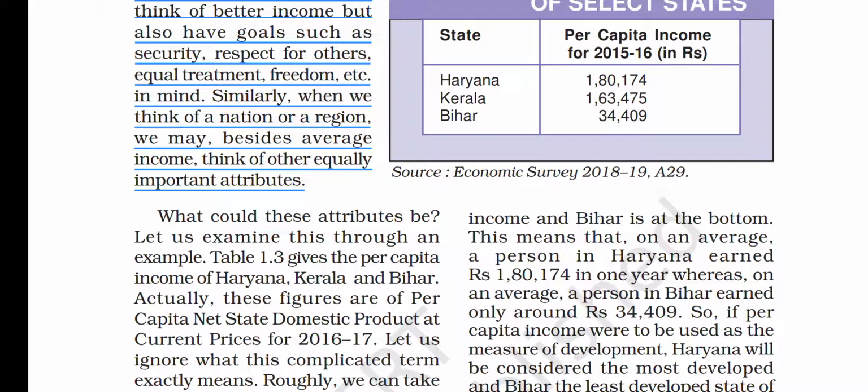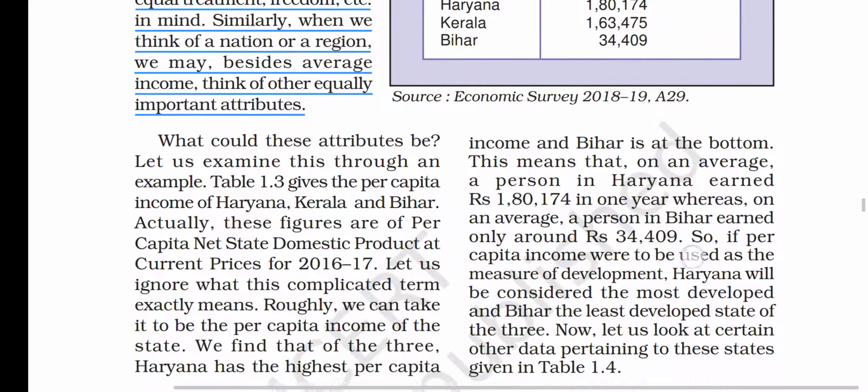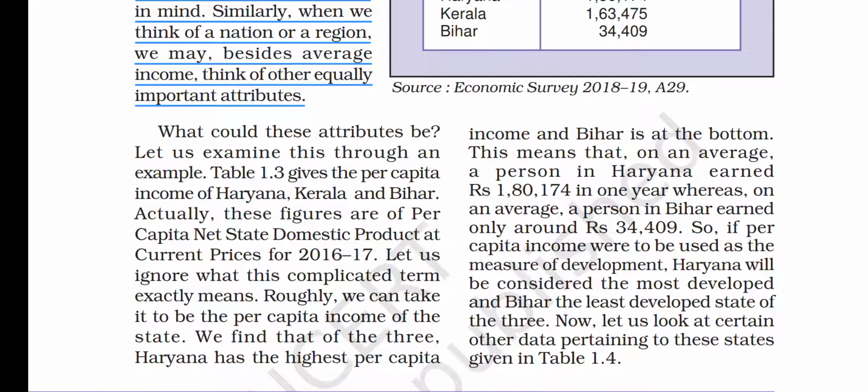This means that on an average, a person in Haryana earns rupees 1,80,174 in a year, whereas an average person in Bihar earns only around 34,409. So, if per capita income were to be used as the measure of development, Haryana will be considered the most developed and Bihar the least developed state of the 3. Now let's look at certain data pertaining to this table.